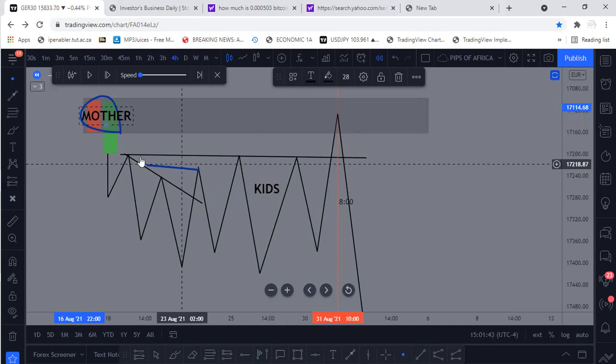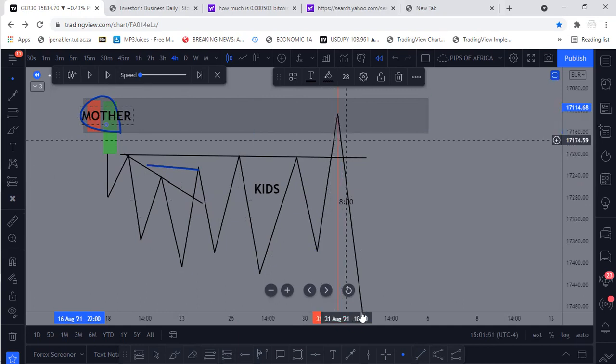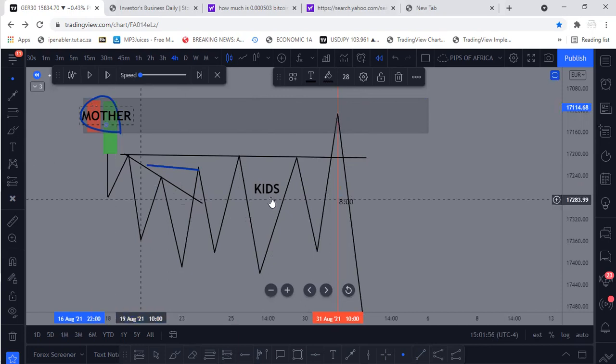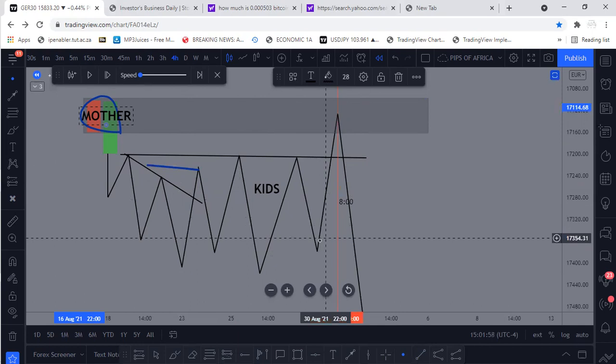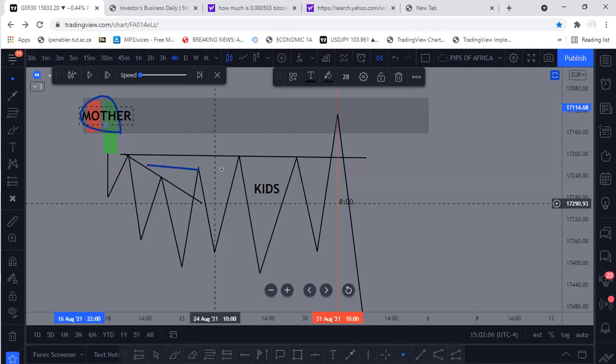So what I'm trying to say is that after the market is done consolidating like this, it will go back to the order block. After mitigating, it will go back down like this. So the kids will leave their mother and go play like this. When they are hungry, they will go back there and eat some food. Then they will go back and play again. So this is how I used to explain this, because not everyone will understand it.